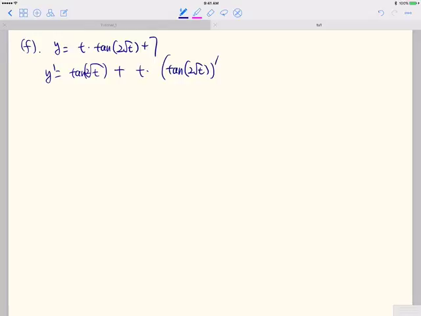So for this part, which equals, the first part is f prime, which is tangent prime at square root of t, times the derivative of the inside. So what's this one? What's the derivative for tangent?